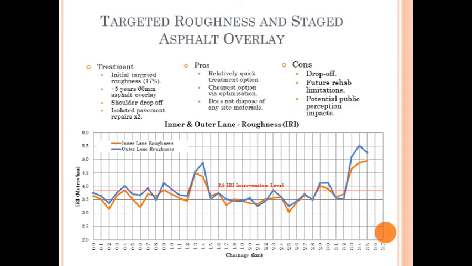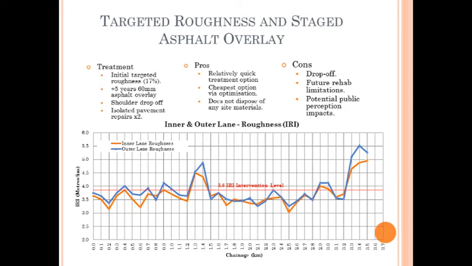The last treatment option we've got towards dealing with roughness is a bit of a different approach, so it's more of a staged treatment. Initially we're just looking at targeting those high roughness areas and addressing them up front, and then following on in say 5 years time with an asphalt overlay.